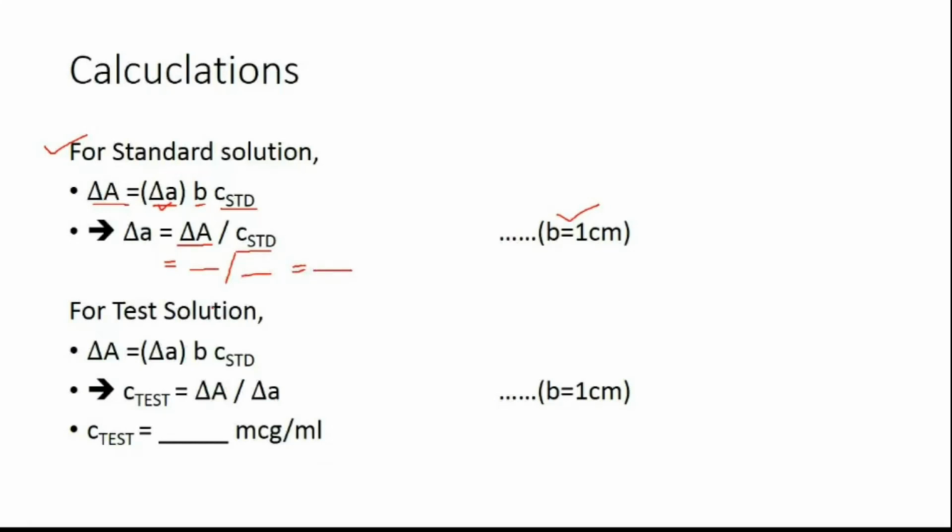After that, for test solution, delta A is equal to, if you want you can write down this way also, delta A of standard and delta A of test. So it will be easy for you, okay, to identify which value is which one. Okay, delta A of T is equal to delta A into B into C. So concentration of test is equal to this much. So whatever answer you are getting, it will be in micrograms per ml. That depends on what concentration unit you are using over here. If you are using 1 microgram per ml, the answer you will get over here is also in micrograms. I hope you understood what I am trying to tell.